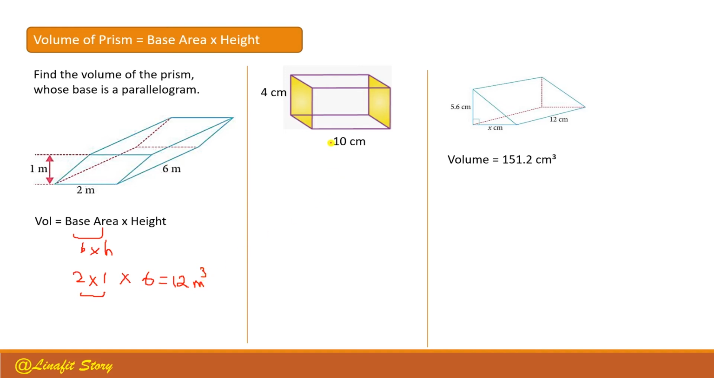Find the volume of this prism. To get the volume is base area times height. The base is a square. To get the area of a square is side times side. So 4 times 4 times the height of the prism, 10, is equal to 160 cubic cm.